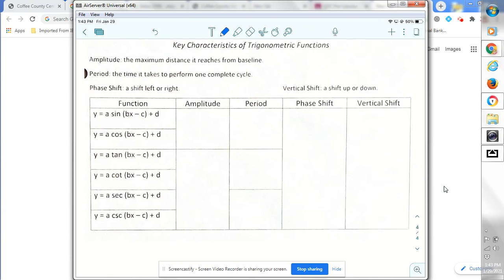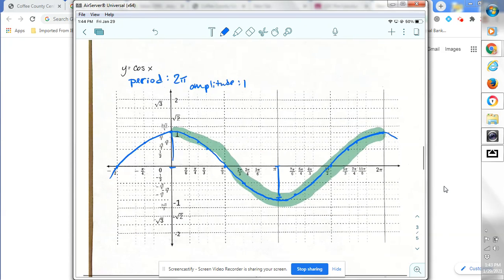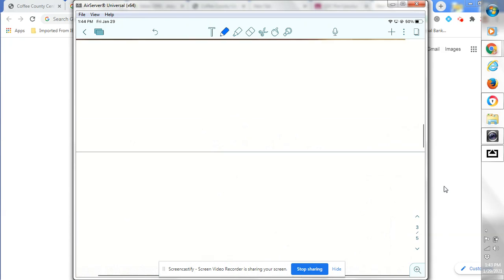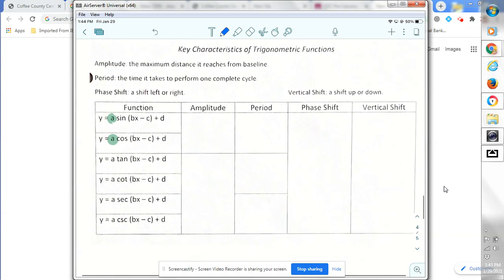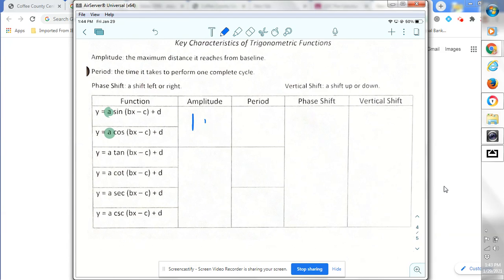So what changes the amplitude from problem to problem is this number in front. So on ours, where we just did the cosine of x and the sine of x, the number in front was 1. So our amplitude was 1. So the amplitude is going to be the absolute value of whatever number that is.